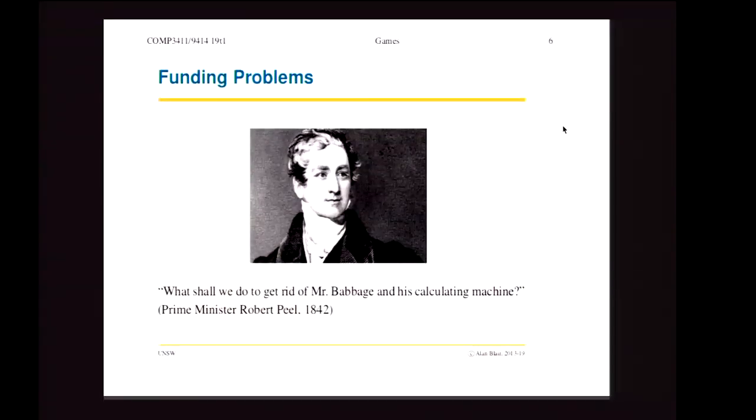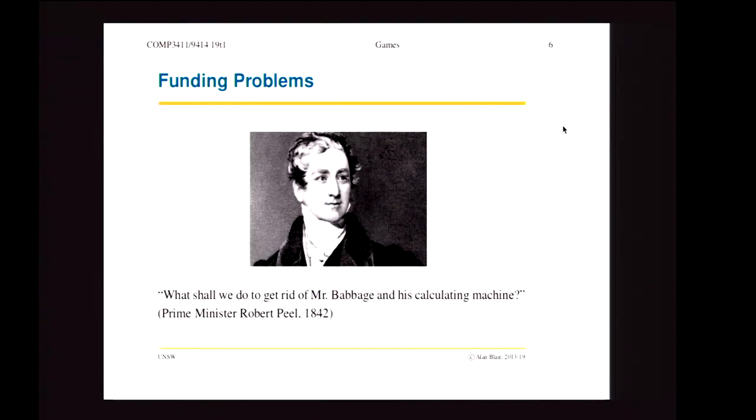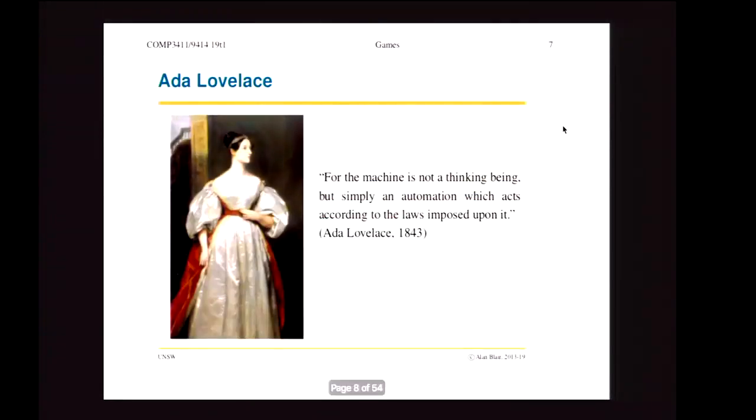Now, Babbage was the hardware guy, but then he teamed up with Ada Lovelace, the daughter of Lord Byron, and she was the software guy. She was the software person, and so she's widely recognized as the first computer programmer. She wrote computer programs to run on this machine that he was designing.